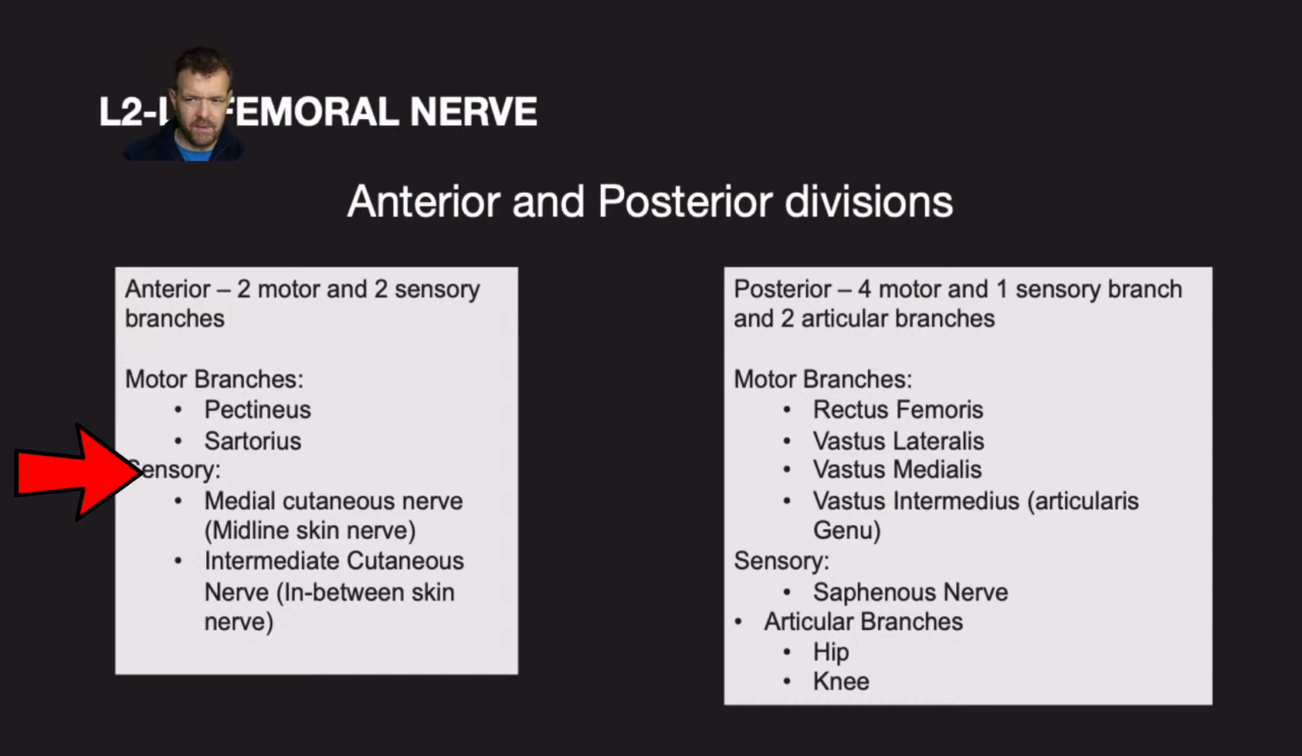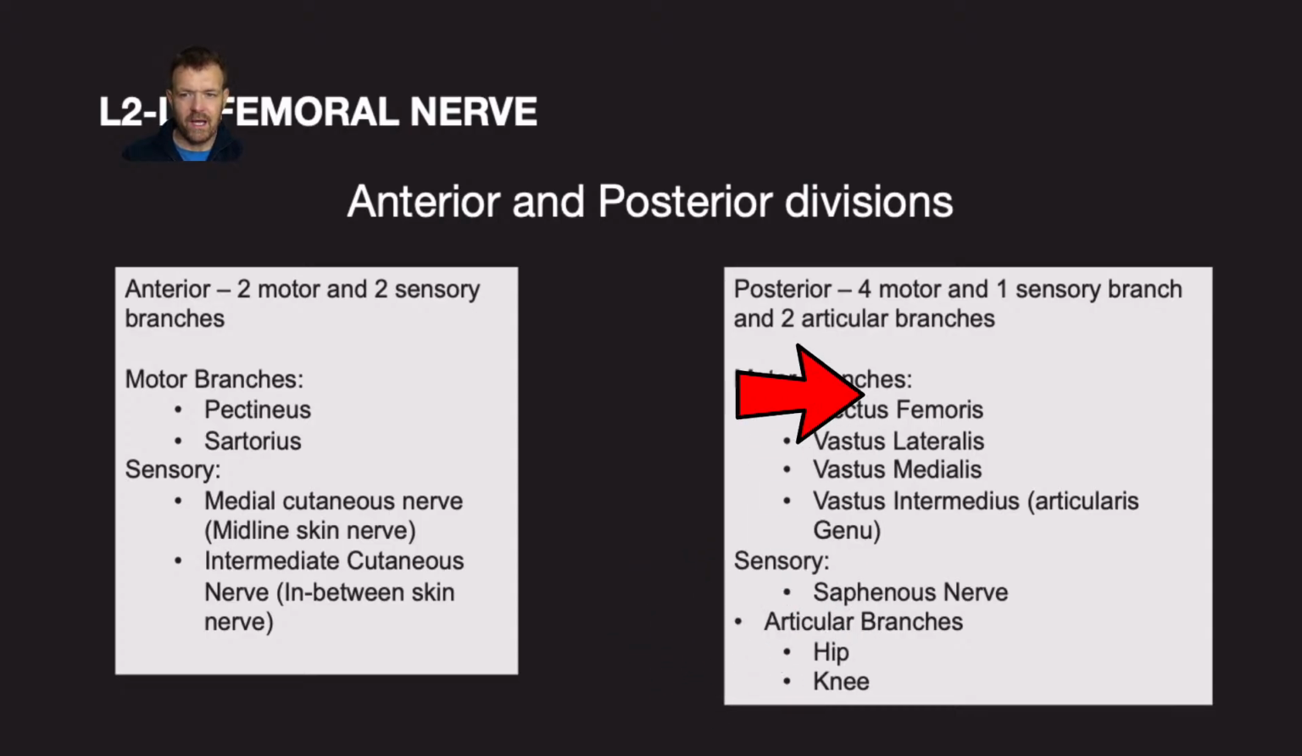But then the sensory supply for this was the medial cutaneous nerve, and we were looking at the supply of the skin around the thigh, which was really useful if you have a specific compression of a nerve around that area, and then the intermediate cutaneous nerve as well. And then posteriorly, or the posterior division, the motor branch supplied these four muscles mainly, and this really small one, articularis genu. And then the sensory branch was the saphenous nerve, and there was an articular branch as well, which was an offshoot of those nerves for the hip and the knee.